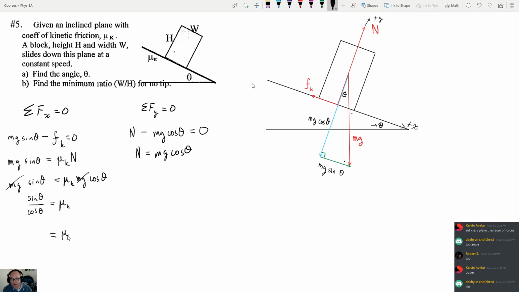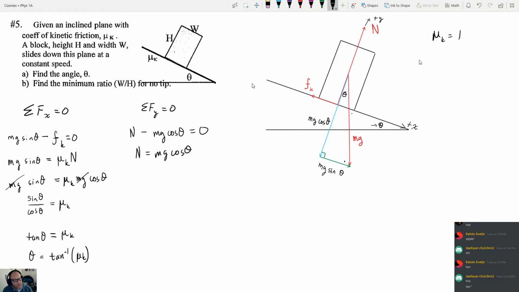And that means that mu sub k is equal to, what's sine over cosine equal to? Tan, yeah. And that means that theta is equal to the arctan of mu sub k. Now, that may be kind of hard to read. It's like arctan of something that's a Greek letter with a subscript. That might be kind of confusing. So let's pick a value. What's a good value to pick? Well, what would the angle be if we picked mu k equal to 1? What's the arctan of 1?